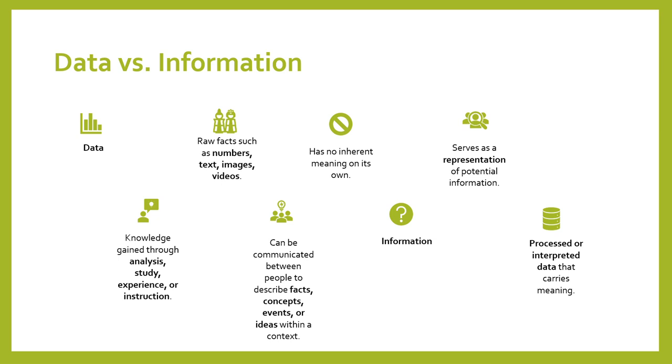So here's a comparison of data versus information. I highlighted the differences: data is raw, which includes numbers, text, and images, and doesn't mean much on its own. Information is what we get after processing or interpreting data. It is important because databases store data, but organizations rely on information to make decisions.